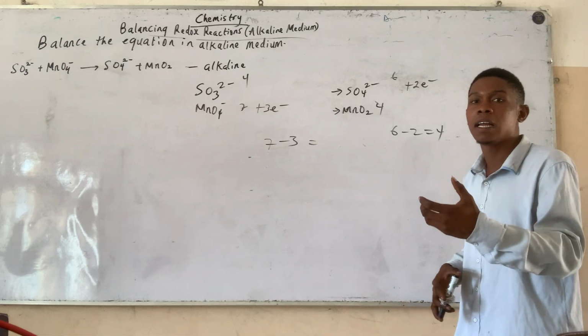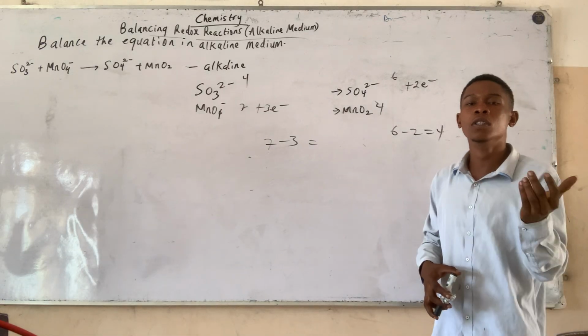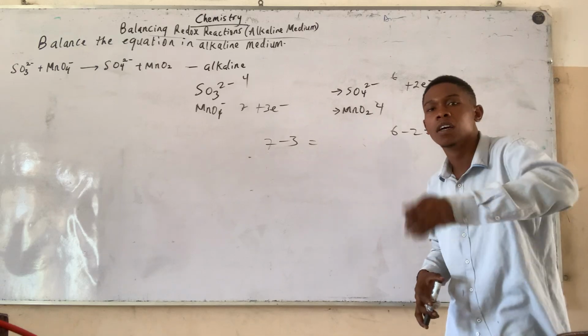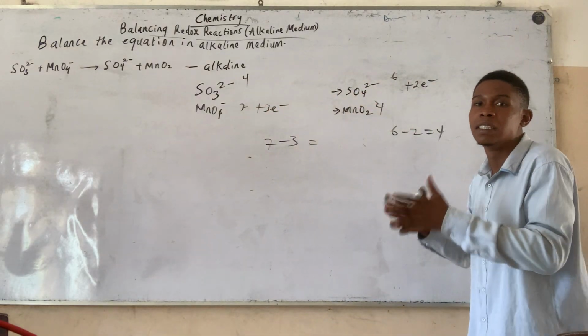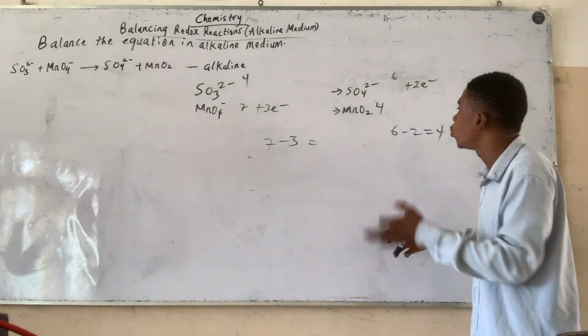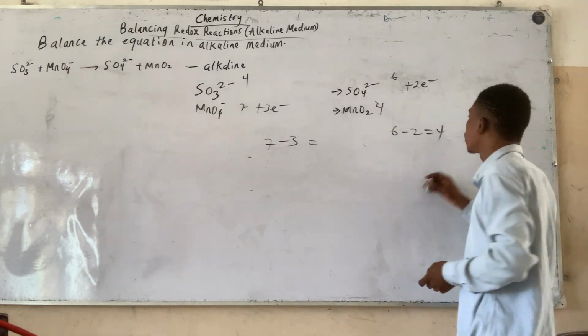You don't add the electron to the side with the lower number because by adding the electron, you are decreasing. So you are decreasing the higher number to be in the same magnitude with the lower number. Alright.